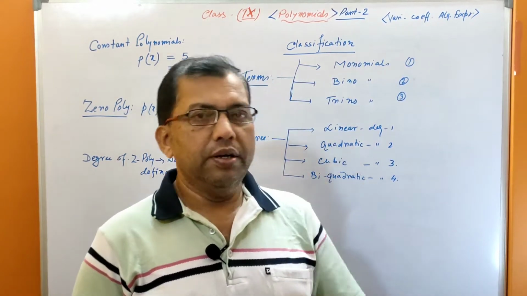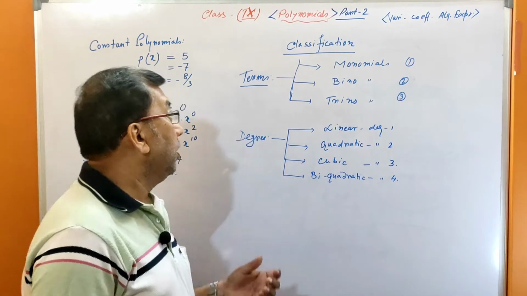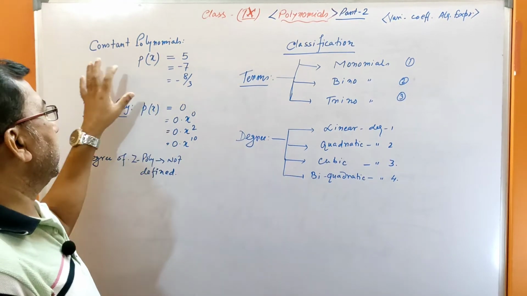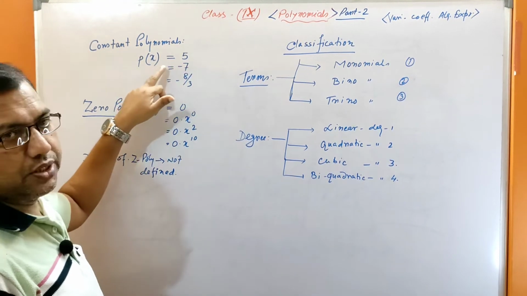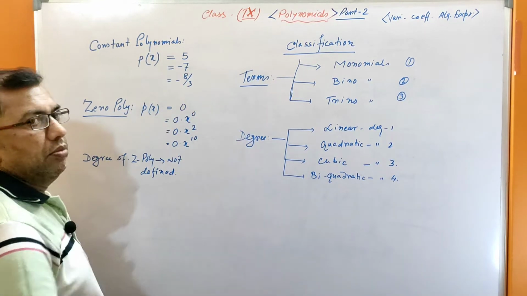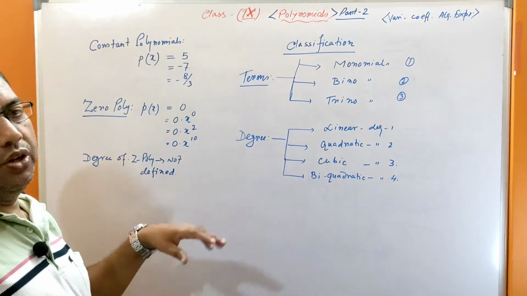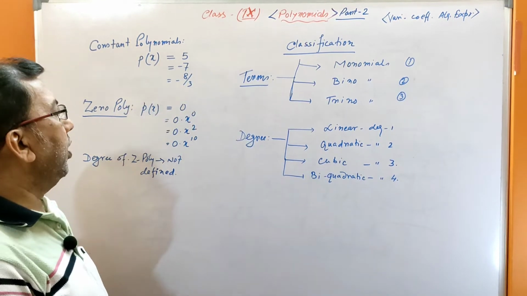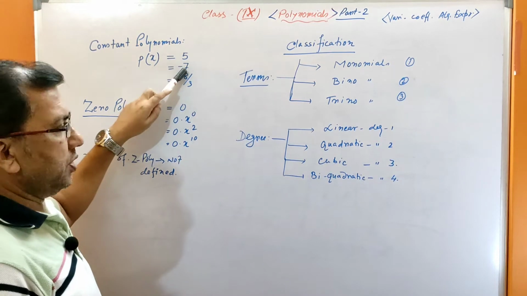Now, a recap. What are constant polynomials? You know, p(x) equals 5. There is only a constant number there. 5, minus 7, minus 8 by 3, 9, minus 9.3, whatever, these are the constant terms. See, there is no variable out here. No variables. All are constant.